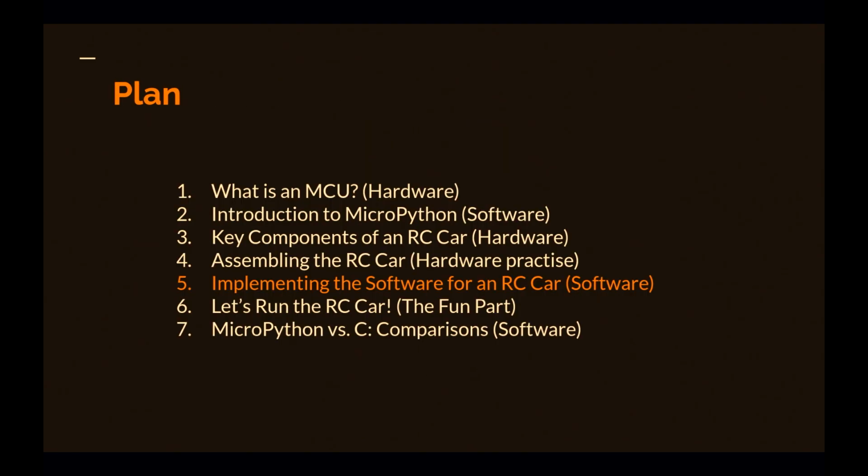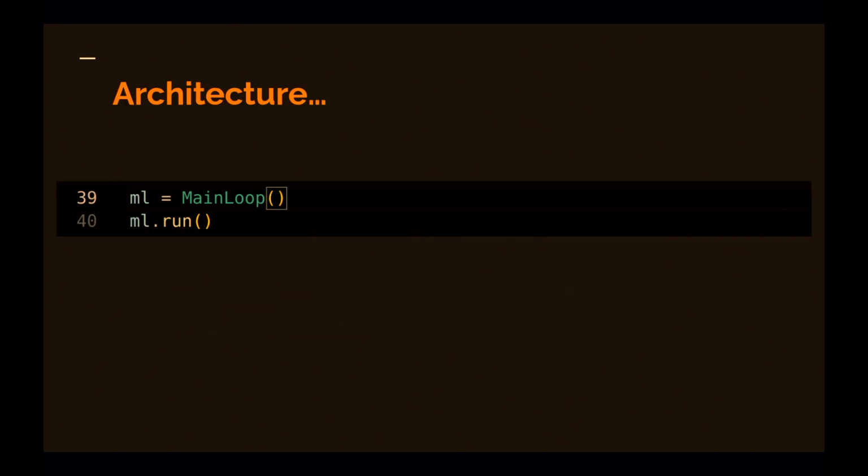Okay, now let's move to the software part. Our architecture for the remote control and for the car would be super simple. We will implement what is called the main loop, and then we will call the run method, and this method will run forever.